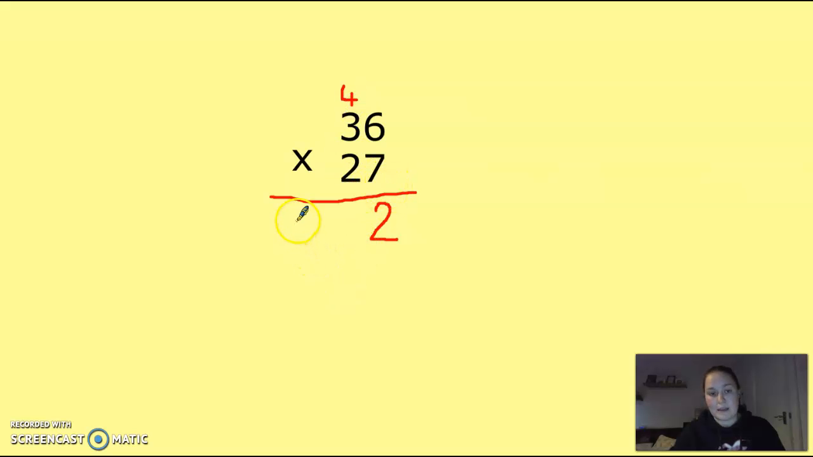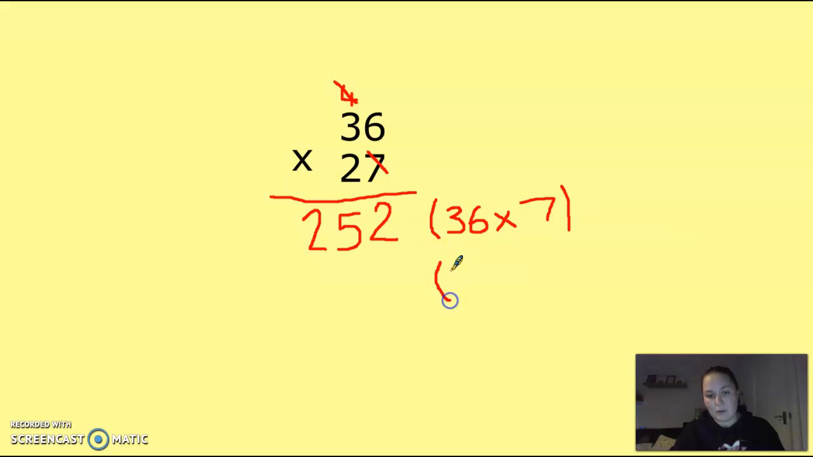3 times 7 is 21. Add that 4, 25. Okay, and what I have done there is 36 times 7. Okay, now I've used this already. I've used that too, so get rid of it so don't get confused. Now I want to do this 2 times 36. However, it's in this column, so it is not a 2, it is a 20. So the second row of my calculation is 36 times 20.